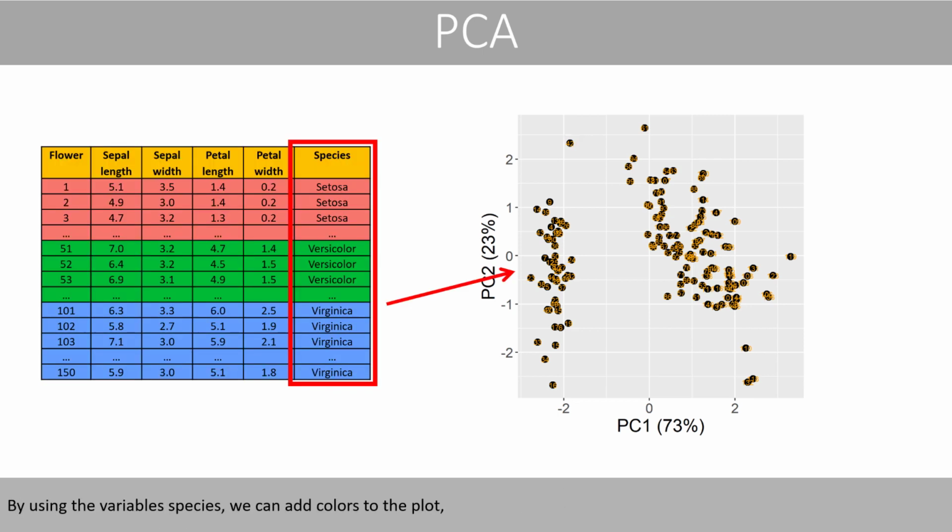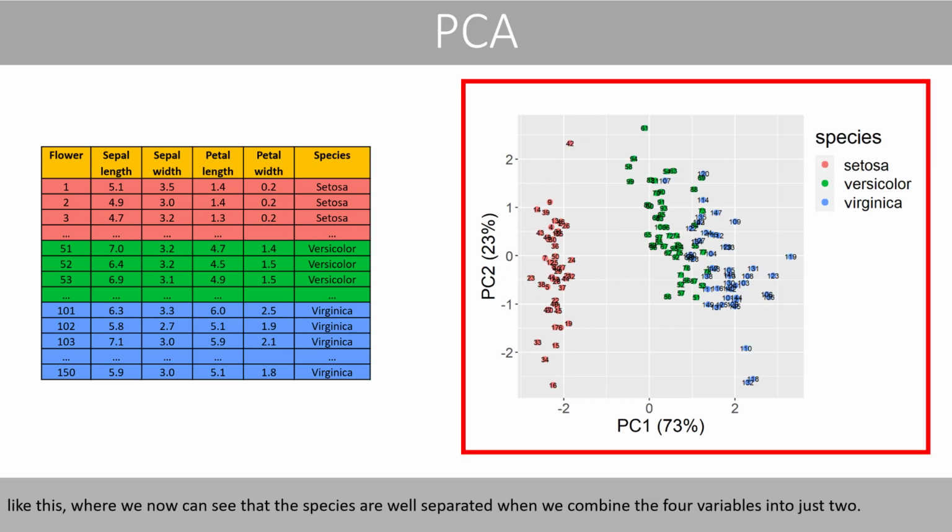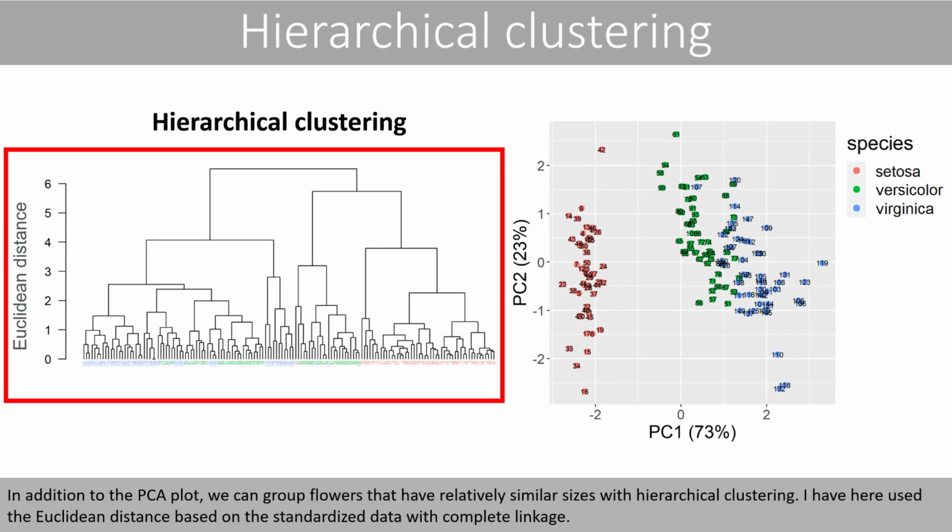By using the variable species, we can add colors to the plot. Like this, where we now can see that the species are well separated when we combine the four variables into just two. In addition to the PCA plot, we can group flowers that have relatively similar sizes with hierarchical clustering. I've here used the Euclidean distance based on the standardized data with complete linkage.